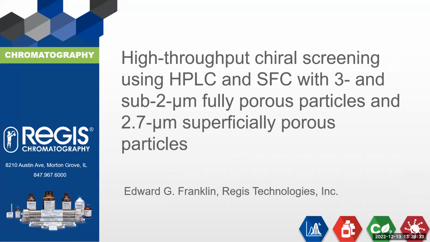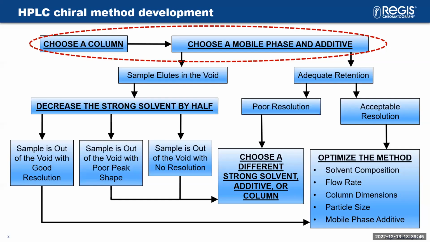So identifying column chemistries that could be useful for what you actually want to take it on to, whether it's going to be a routine analytical method or whether it's ultimately with an eye towards scale up, as he talked about. So here, we're looking at a general schematic approach to what chiral method development looks like at a very simple level.